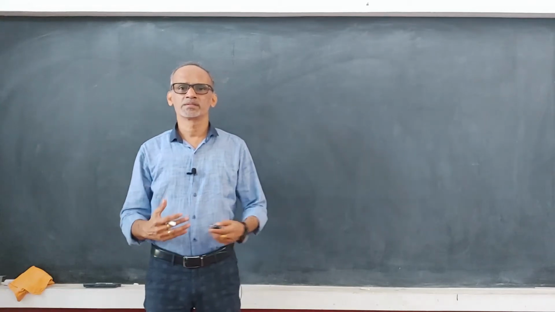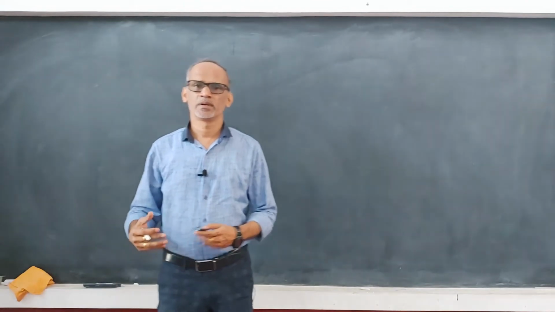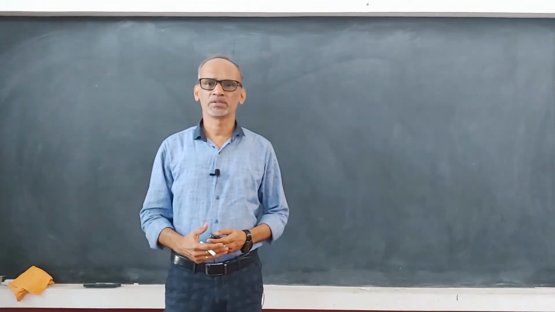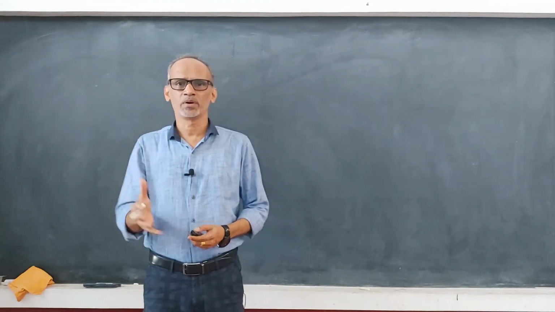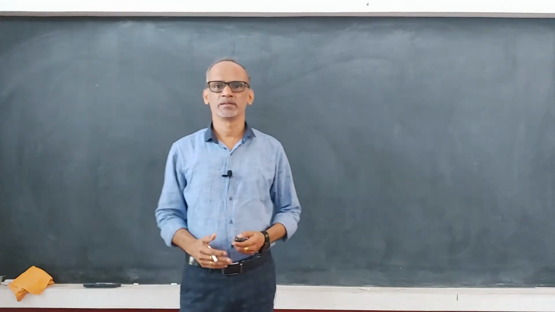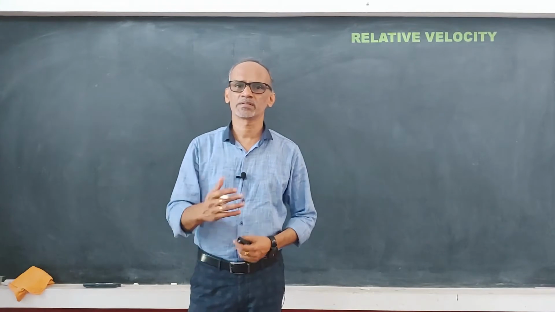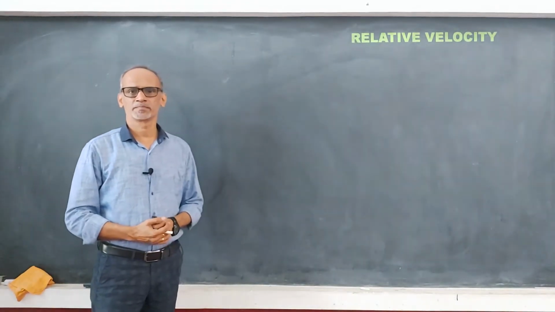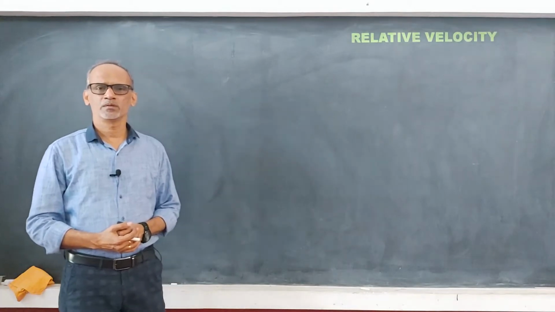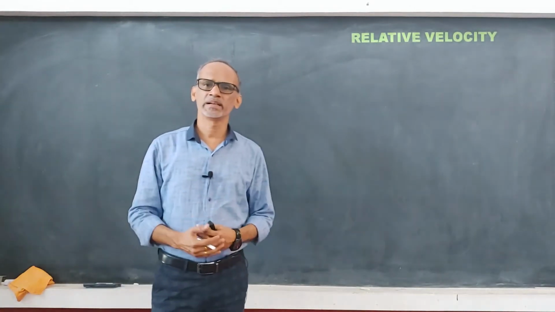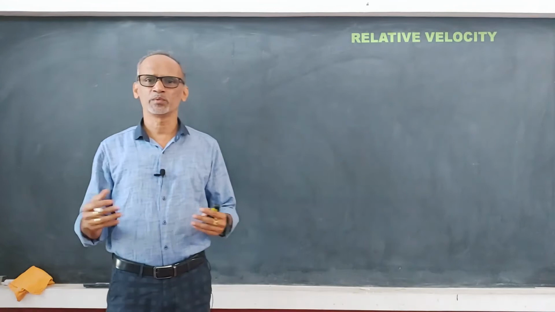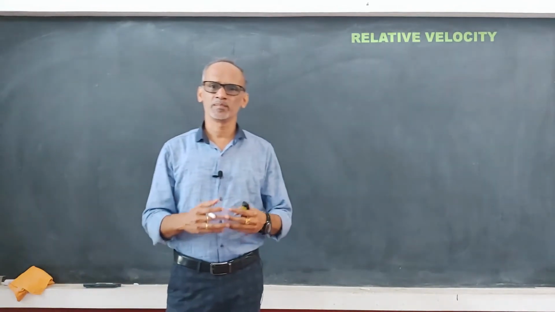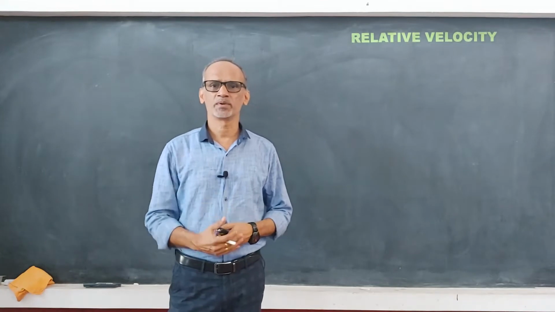Whenever two bodies move along a straight line or even in different directions, we can always measure the velocity of one body with respect to another, and such velocity is called the relative velocity. So, how do we measure relative velocity when the two bodies are moving along the same direction? How do we measure it when they move in different directions? That is what I am going to explain.